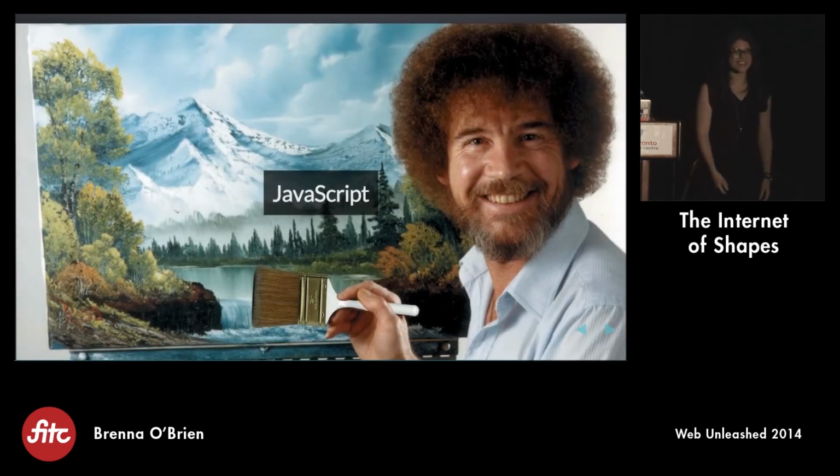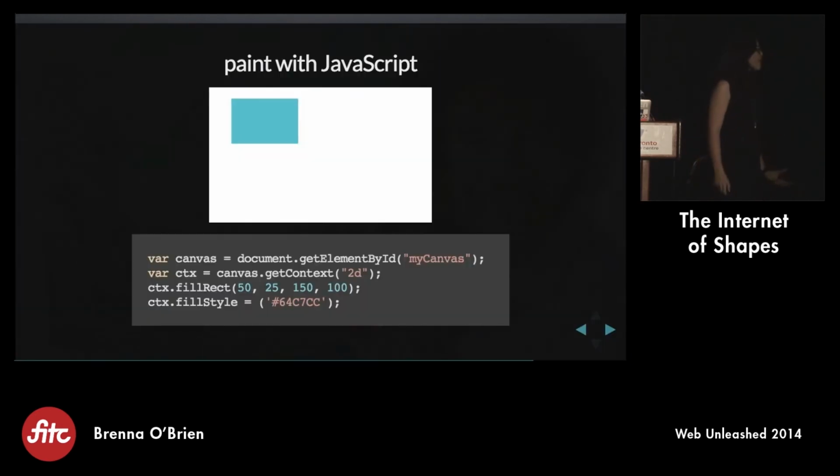But then we're going to paint on it with JavaScript. This is the fun part. So, a simple canvas example to get started with. You're going to find your canvas with JavaScript. You're going to have to declare this context to say we're drawing in 2D. There are some 3D canvas implementations, but we're not going to get into that today.